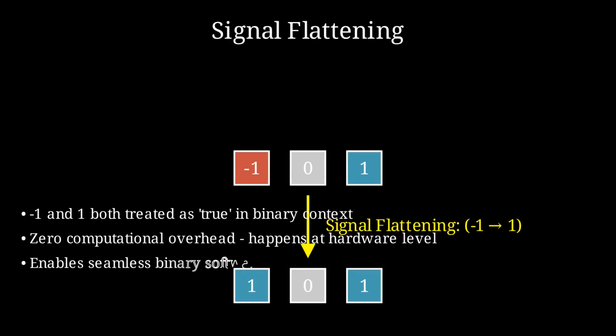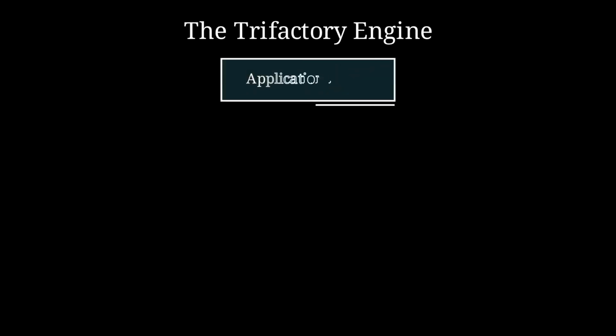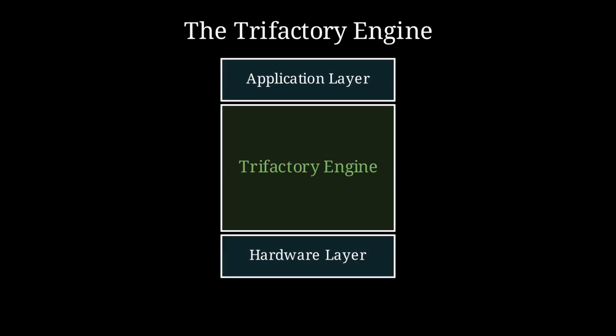Similarly, the OR operation has been extended to accommodate the third state. When either input is 1, the output is 1, but when inputs include -1, we get different behavior than in binary systems. The NOT operation in trinary logic is also different. NOT -1 equals 1, NOT 0 remains 0, and NOT 1 equals -1.